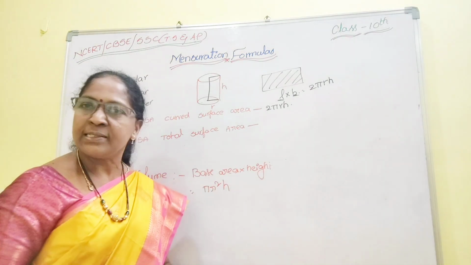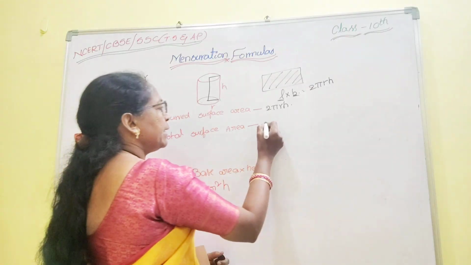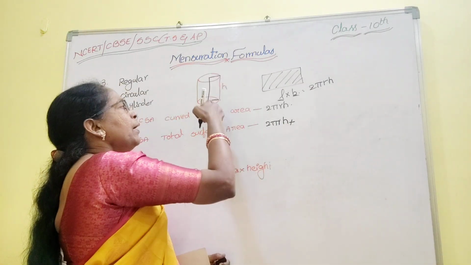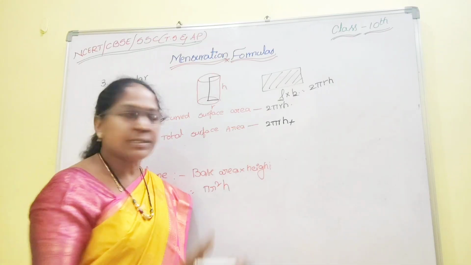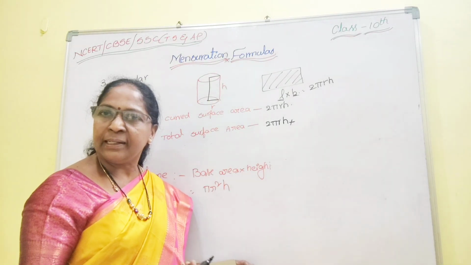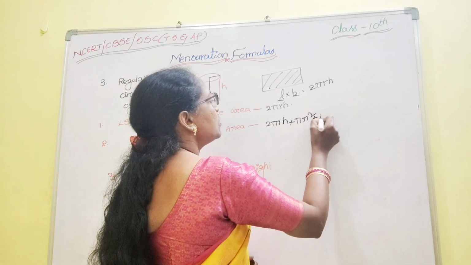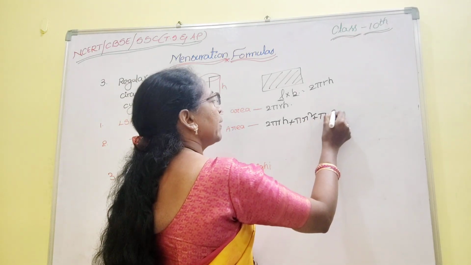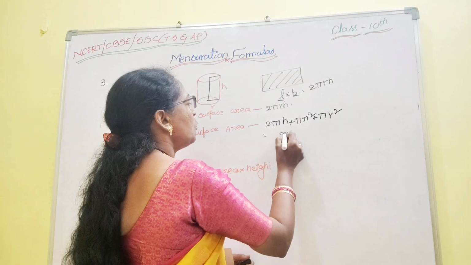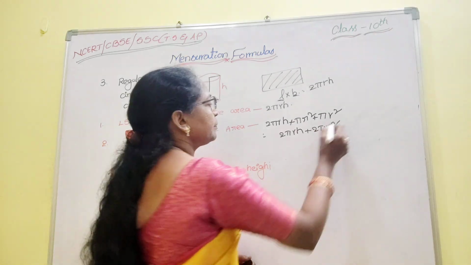What is total surface area? Total surface area means this curved surface area, that means 2 pi r h, plus up and bottom, both areas you should add. Both are in circular shape. So area of the circle equals pi r square, and here two shapes are there. So 2 pi r square. Pi r square plus pi r square equals 2 pi r square. That means 2 pi r h plus 2 pi r square.